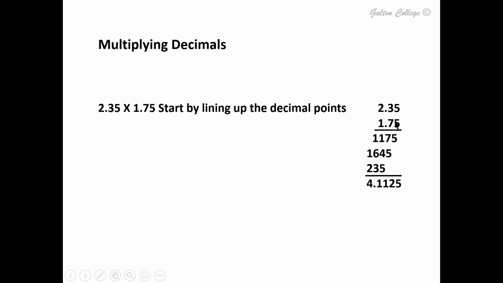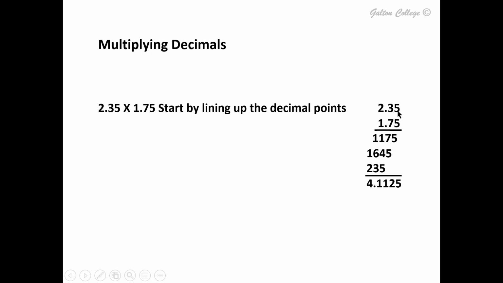So we'll say 5 5s are 25, write down 5, carry 2. 5 3s are 15, and 2 is 17, write down 7 and carry 1. 5 2s are 10, and 1 is 11. So it's 1175. Do the same for the 7. 7 5s are 35, carry the 3. 7 3s are 21, and 3 is 24, carry the 2. 7 2s are 14, and 2 is 16, so it's 1645.